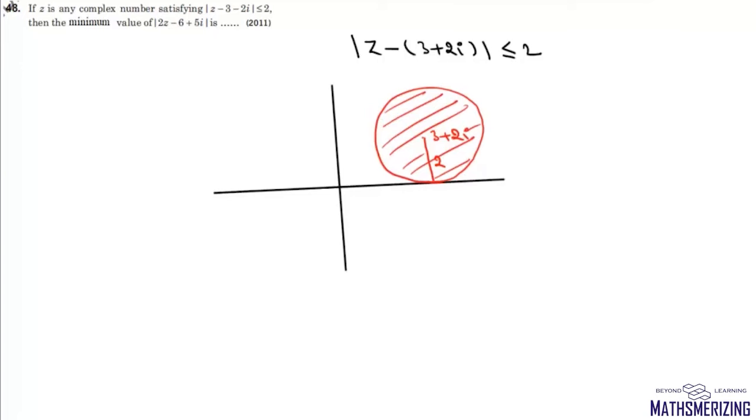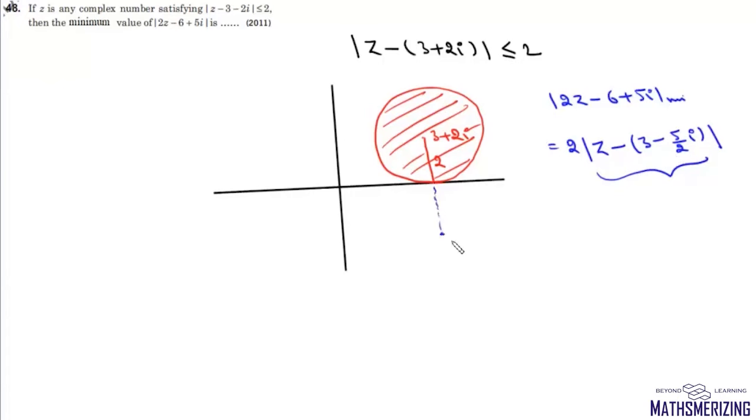Now we need to find the minimum value of 2z minus 6 plus 5 iota. Now what we'll do is we'll take this 2 out, then we can write z minus, and it'll be 3 minus 5 by 2 iota. Now this is modulus, and any modulus is nothing but distance between 2 points. So here we are talking about the distance between z and this point, which is 3 minus 5 by 2 iota. Now 3 minus 5 by 2 iota will be this point. So this is 3 minus 5 by 2 iota. Now we need to find this minimum distance.